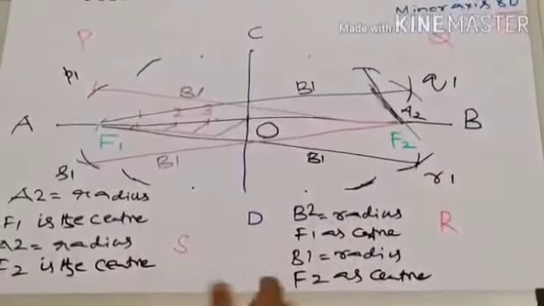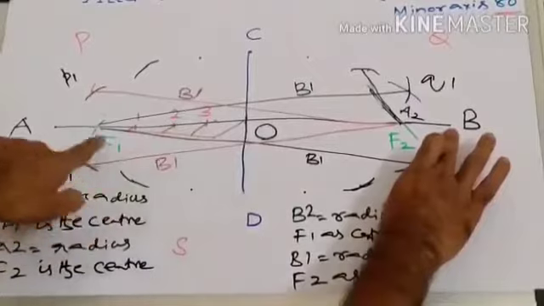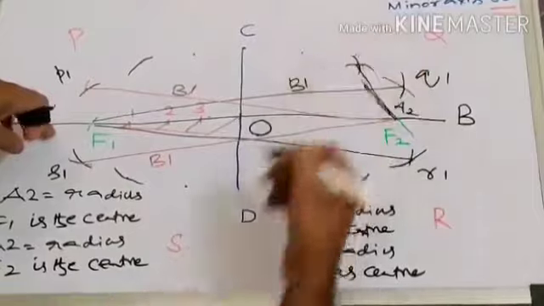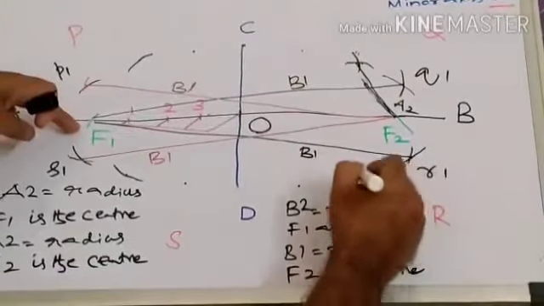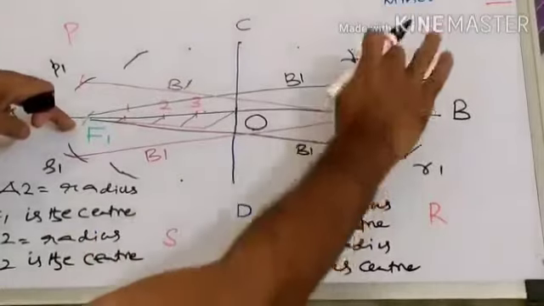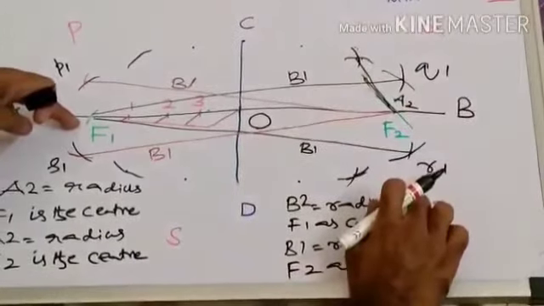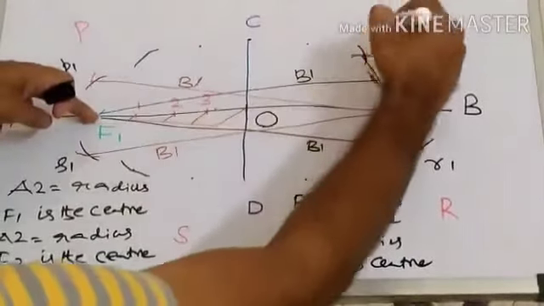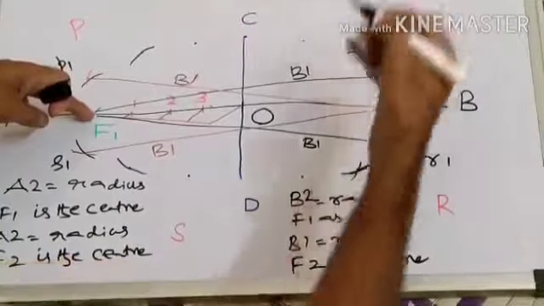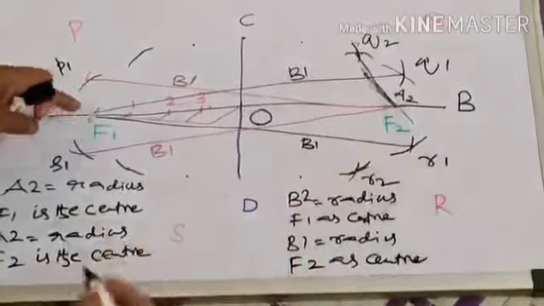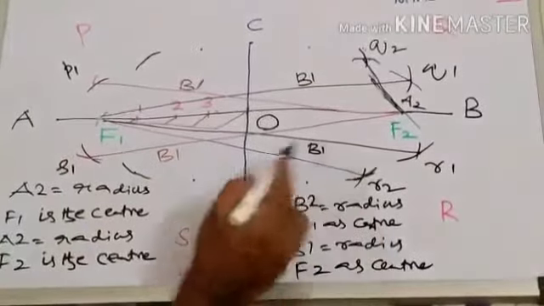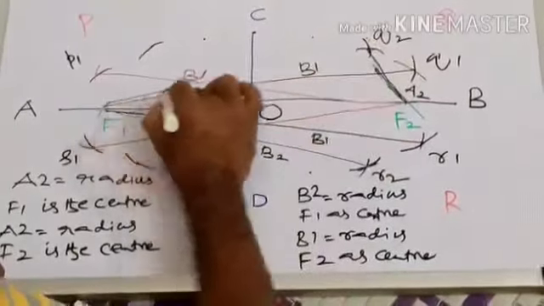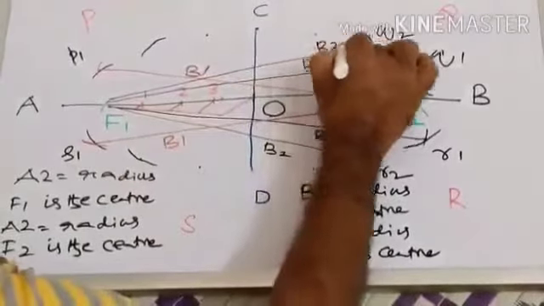F1 as a center, B2 is going to be radius. With F1 as a center, you have to cut the arc in Q portion, arc in S portion, Q portion and R portion. So therefore, this is B2, this is B2. So you are getting Q2, R2. This length I am showing as B2.